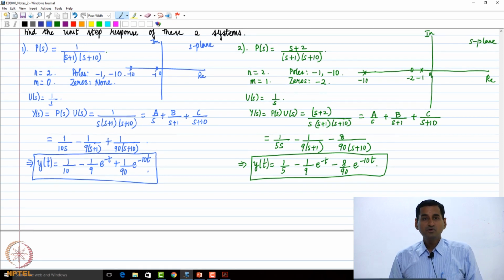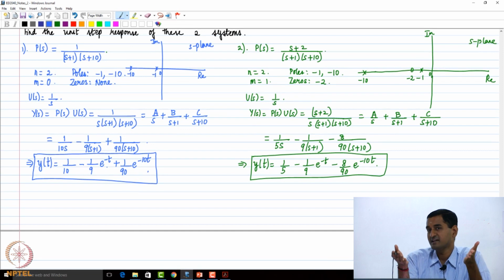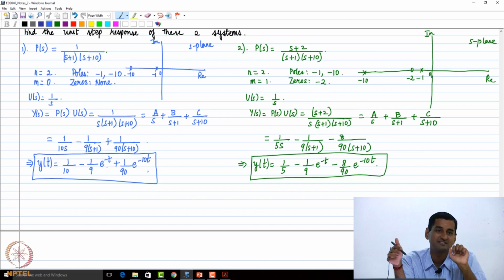Okay. So which pole is closer to the imaginary axis amongst minus 1 and minus 10? Minus 1, right? And if you look at the first response in problem number 1, which do you think will dominate the output term for a longer time, e power minus t or e power minus 10t? E power minus t. Okay, see, we know that as the exponent becomes more negative, the exponential function is going to decay to 0 much faster.